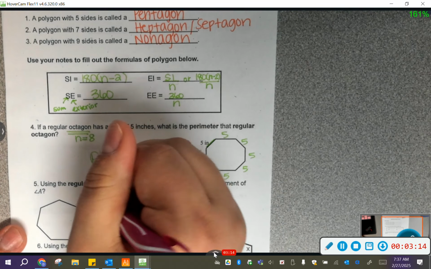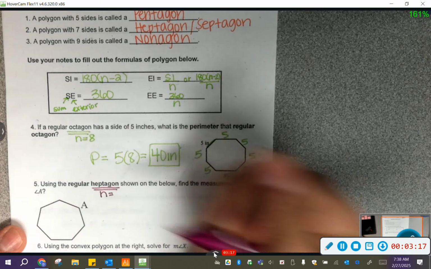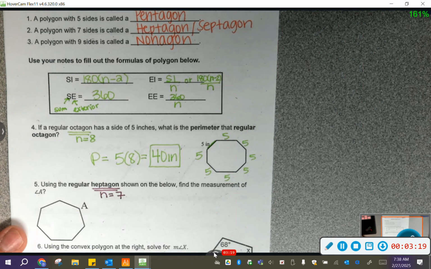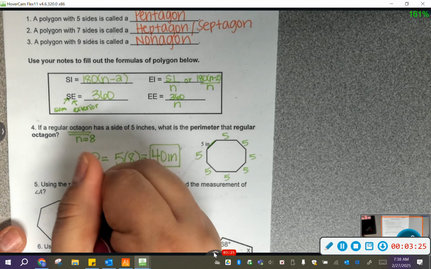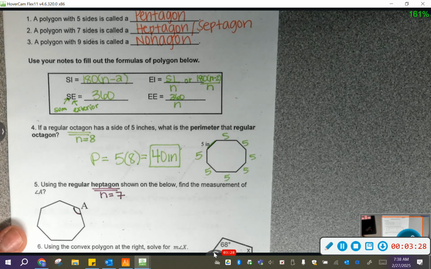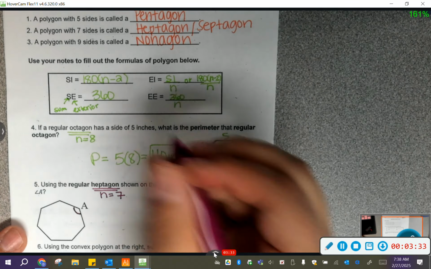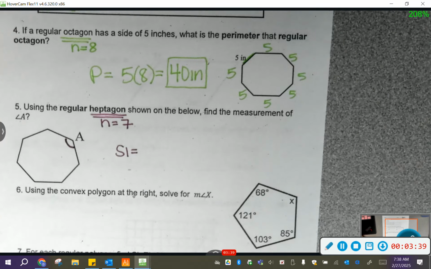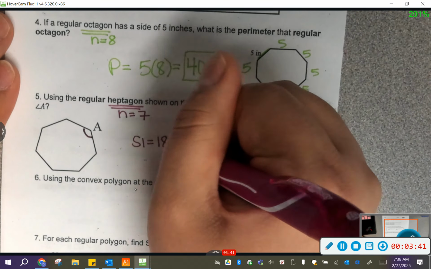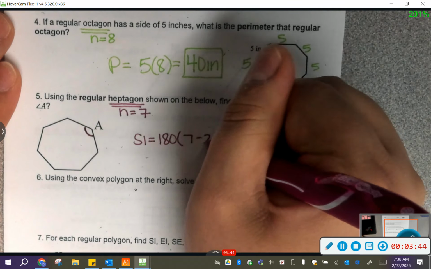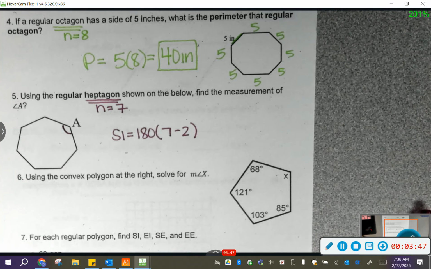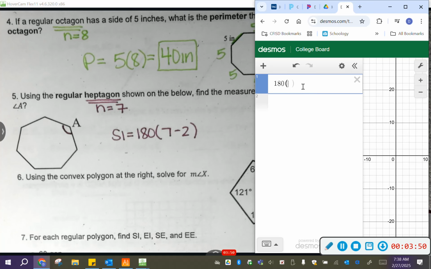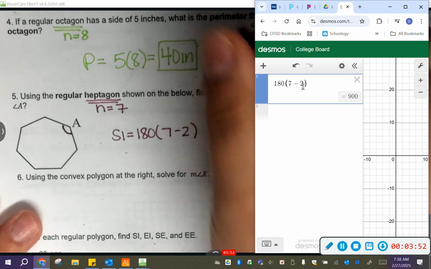The regular heptagon has how many sides? 7. Shown below. Find the measure of A. How do I find the measure of one angle? Each interior. I need to find SI first. What's my SI? 180 times how many sides? 7 minus 2. And when I put that in the calculator, I get 900.